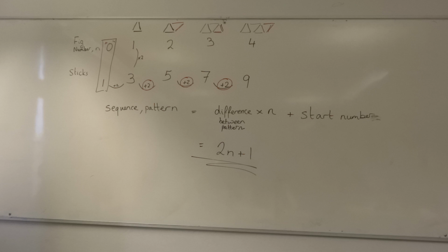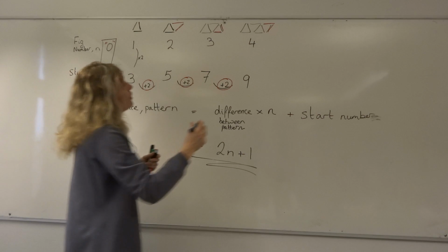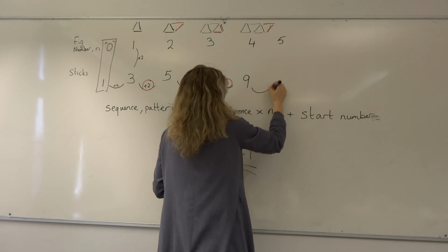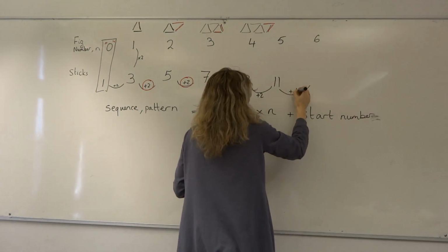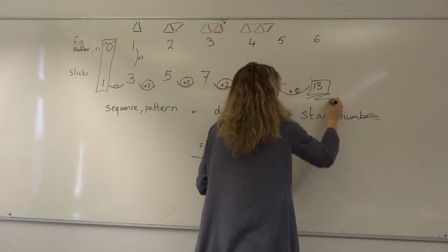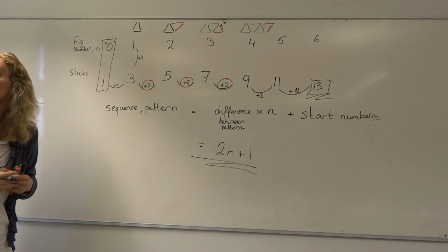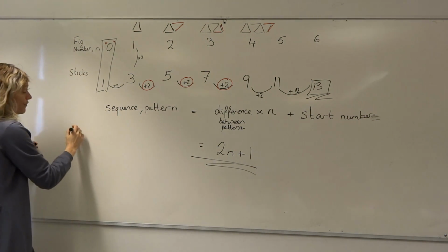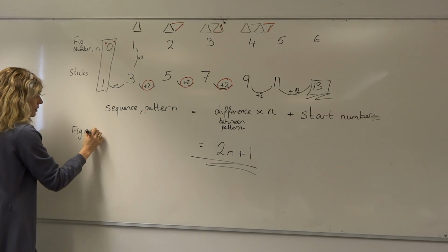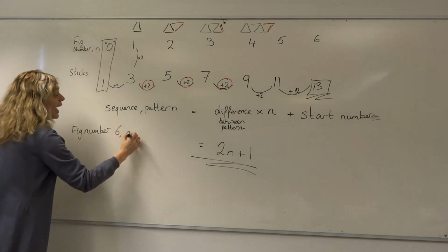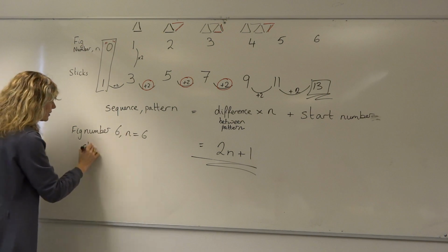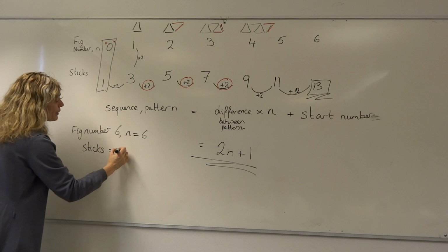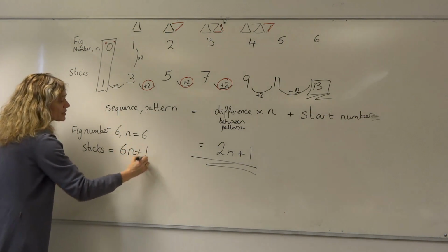So the first question here was, how many matchsticks would be in figure number 6? Figure number 5 we know would be just plus 2, would be 11, and figure number 6 we know it would be plus 2 again. So we're expecting it to be 13. Let's prove that using our formula. We know that for figure number 6, n equals 6. N is actually just the figure number.